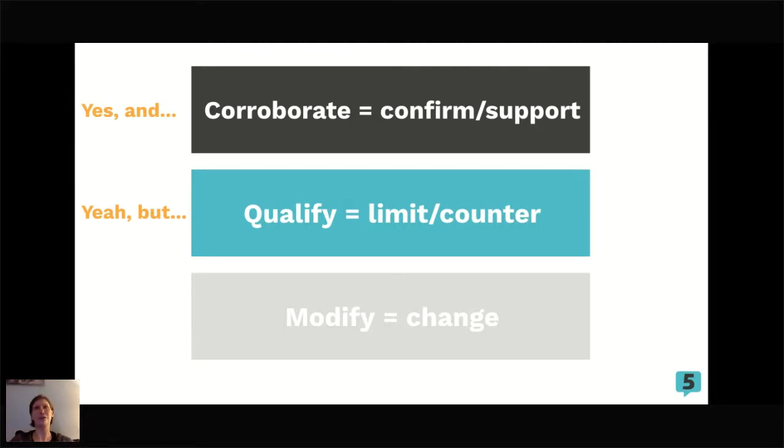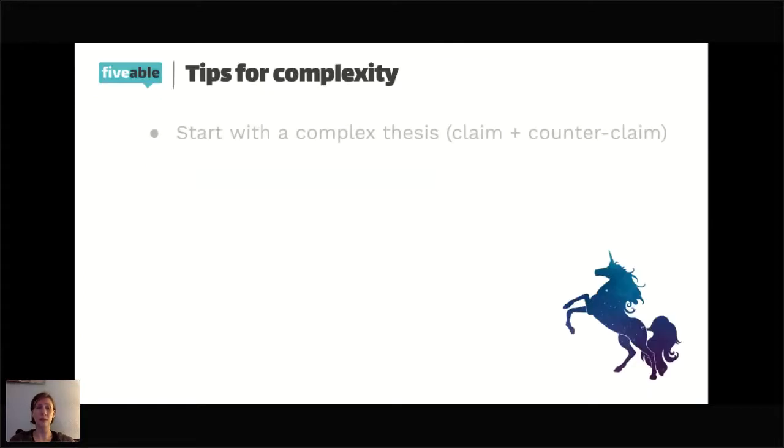The key is like, how do I do this in an actual essay? So tips for complexity. The first is to start with a complex thesis. A complex thesis is a thesis that includes both a claim and a counterclaim. And if you've got a complex thesis and all of your body paragraphs support some element of your thesis, it goes a long way toward building a complex argument, developing it over the course of your essay.